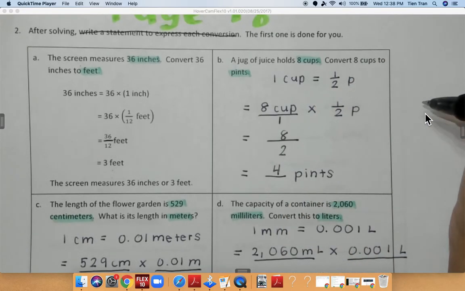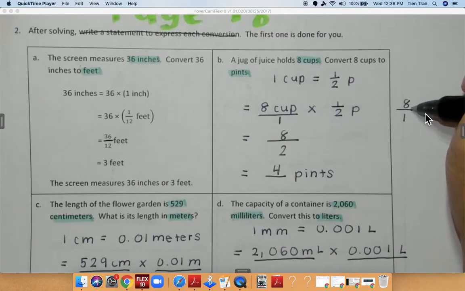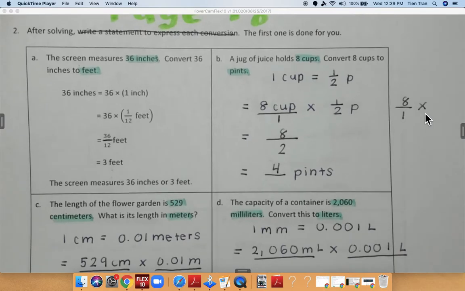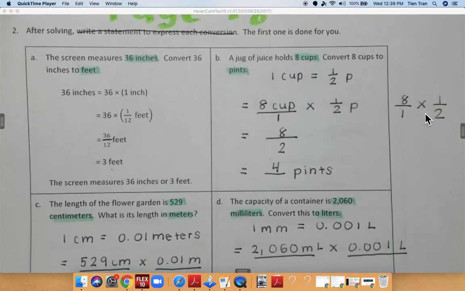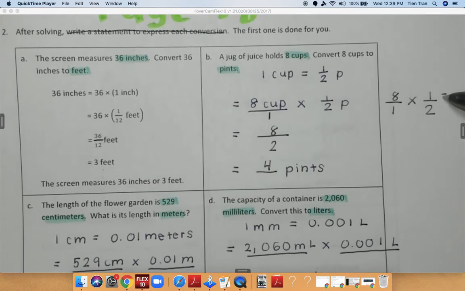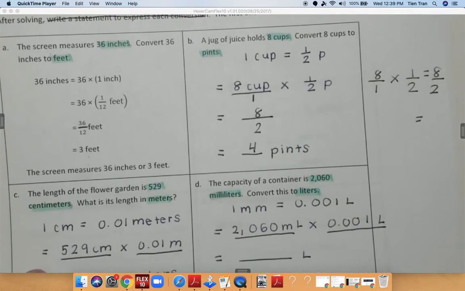If you need to write it out to see it more clearly, you can. So 8 over 1. 8 divided by 1 is still going to be 8, so it's the exact same number. I'm putting a 1 on the bottom so it makes sense to you, okay? And then we have 1 over 2. First you multiply the top numbers and then you multiply the bottom numbers. 8 times 1 is equal to 8, and the bottom numbers 1 times 2 is equal to 2. And remember what I said, this bar right here is a division bar. 8 divided by 2 is equal to 4, and that's why you get 4 pints.